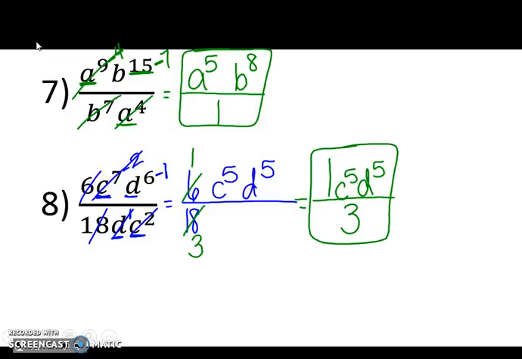All right, so again, the quotient rule is if they have the same base and they're being divided, so they have the same base on the top and the same base on the bottom, we're going to take the top exponent and subtract the bottom exponent to get our new exponent for that same base.